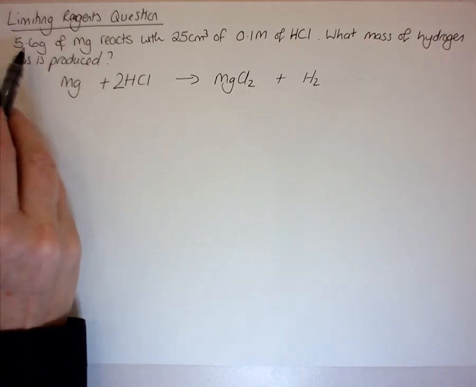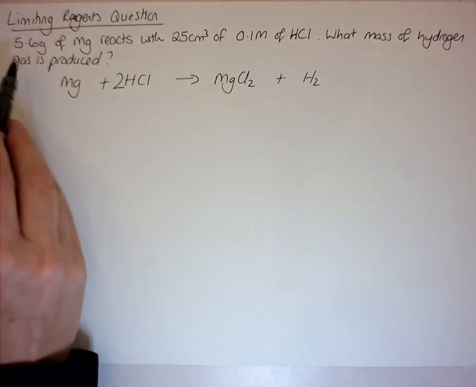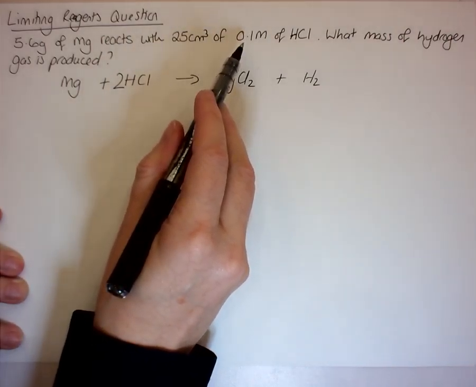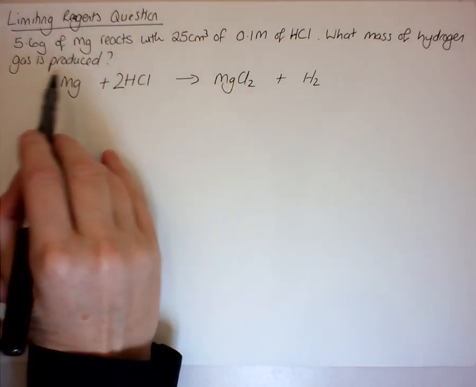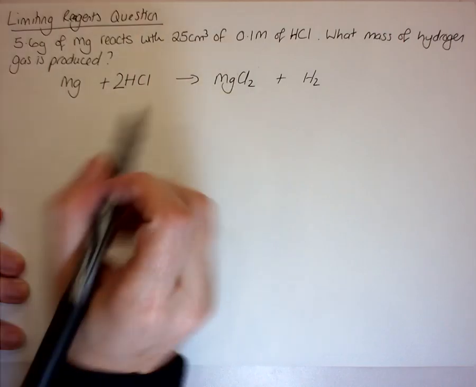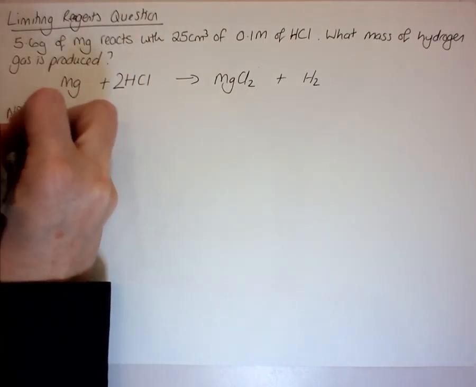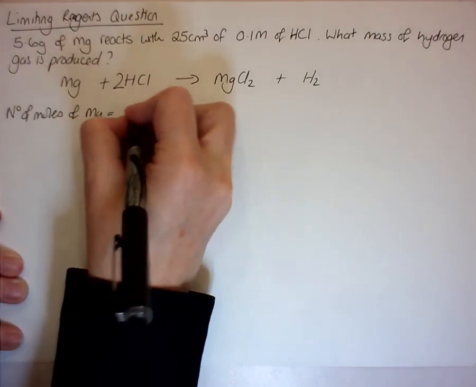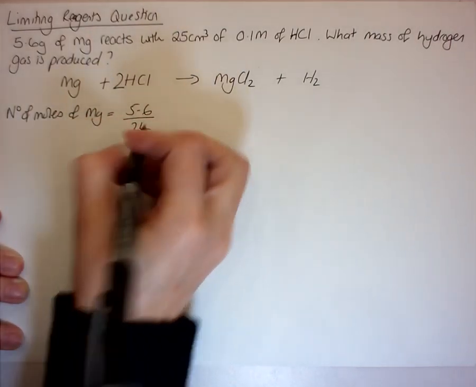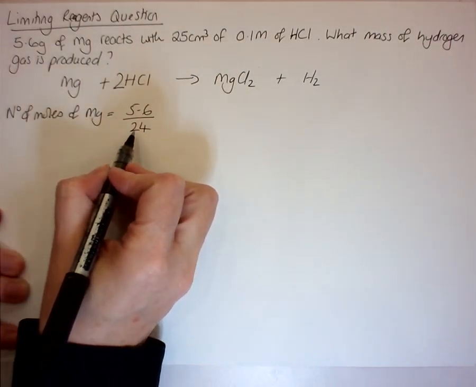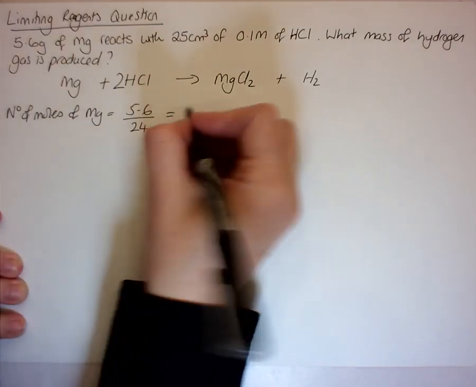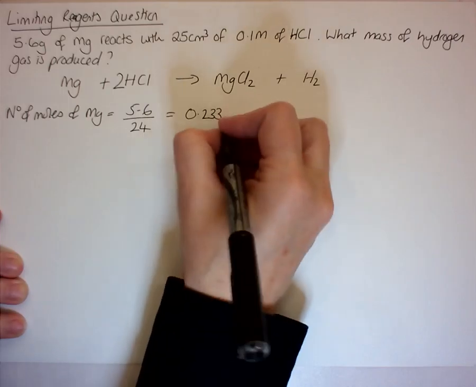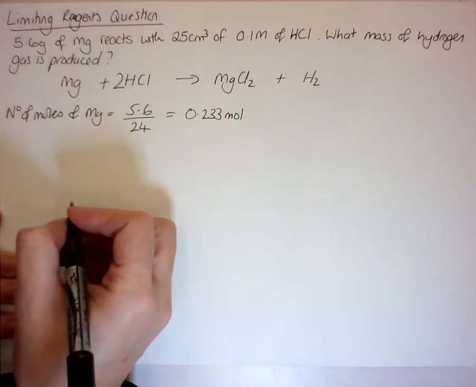I have a mass of magnesium, can't do anything with masses, and I have a volume and concentration of my solution. I don't know which is in excess and which is limiting, so let's work that out. Number of moles of magnesium is equal to the mass divided by the relative atomic mass, which for magnesium is 24. Gives me an answer of 0.233 moles.